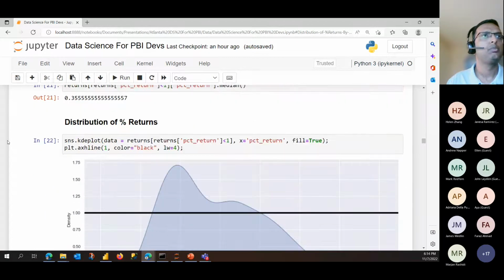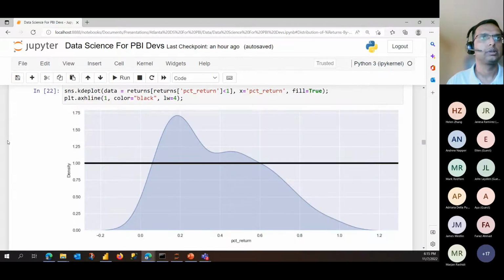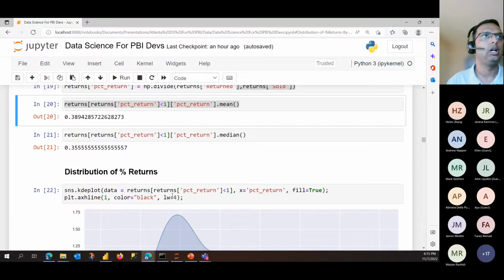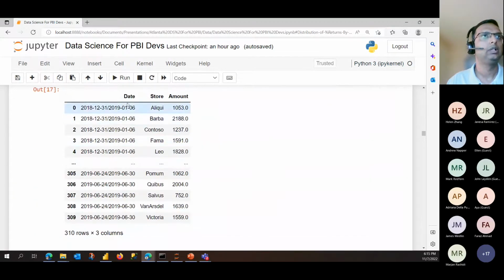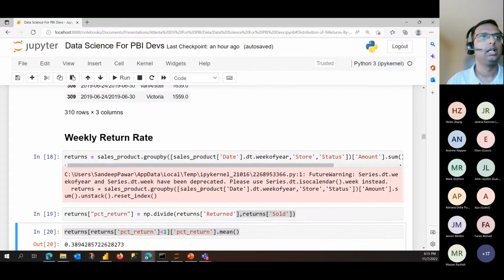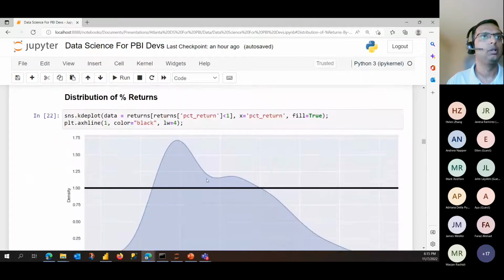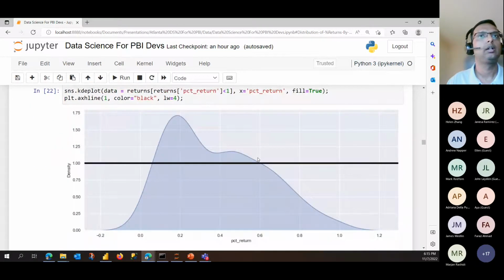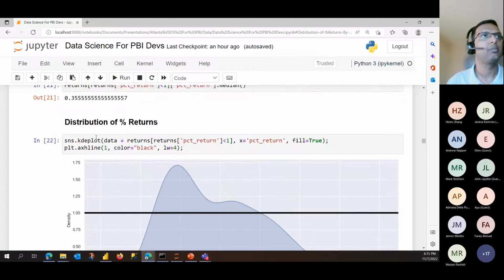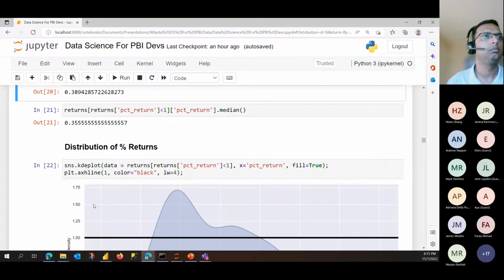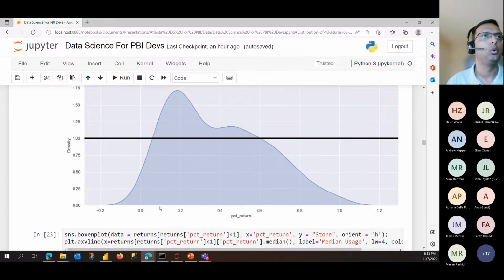Then I looked at the distribution of the returns. And this is what the distribution of the returns looks like. So if I go up here, remember I have the week and then I have the returned amount, right? And all I'm doing is for the overall, what does that return rate look like? The black line here shows that flat 35%. Black 35% overall.